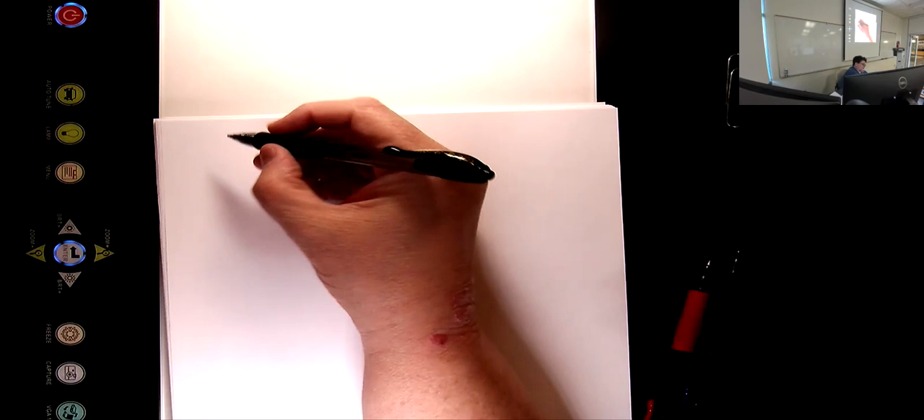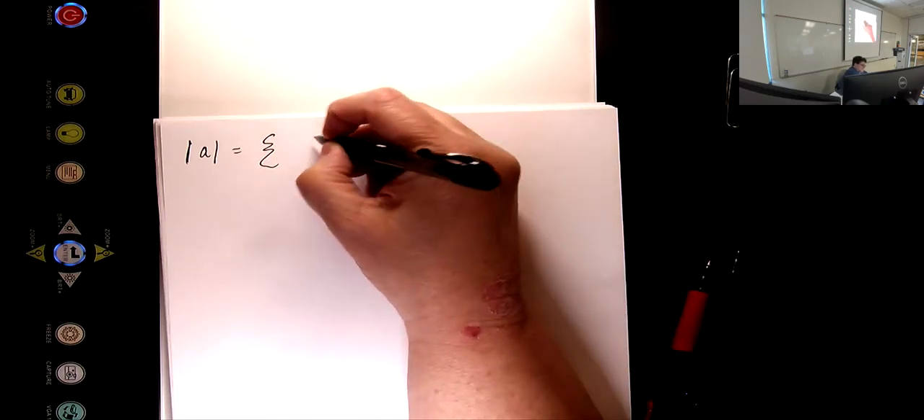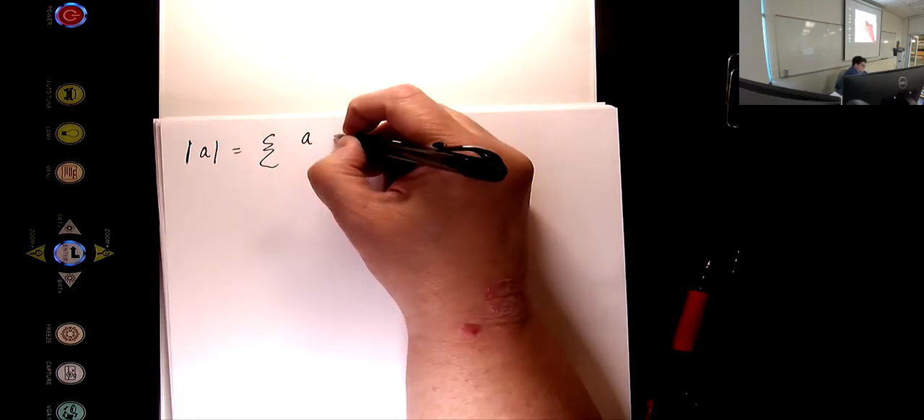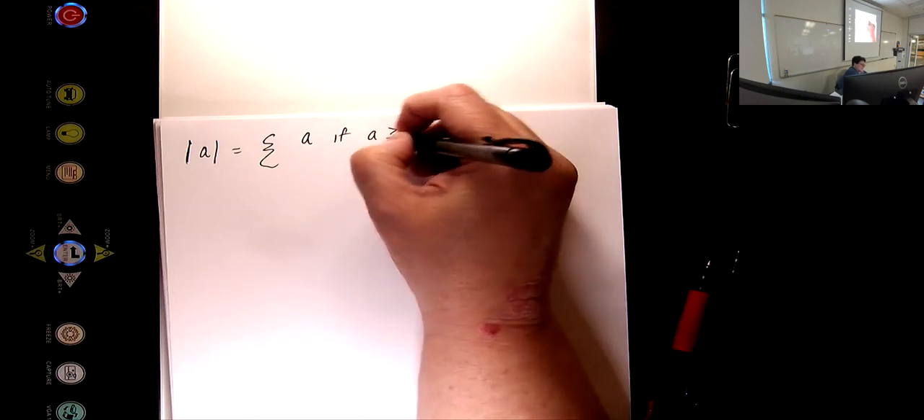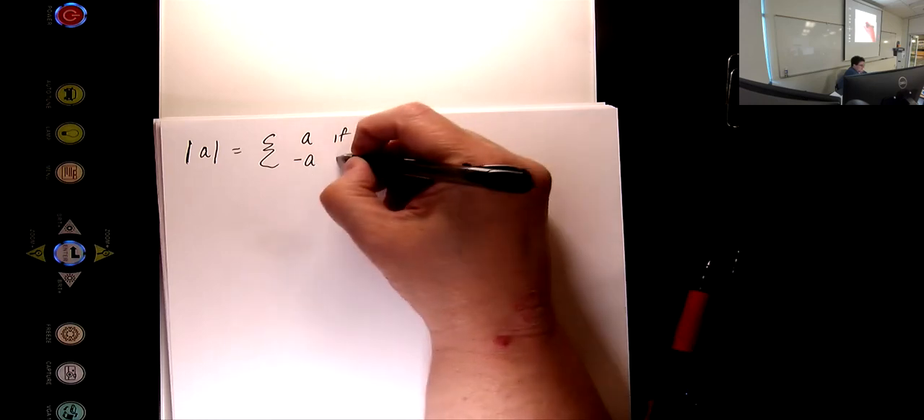So what's the math definition for absolute value? If I have the absolute value of A, this has two meanings. It equals A if A is greater than or equal to 0, and it equals negative A if A is less than 0.